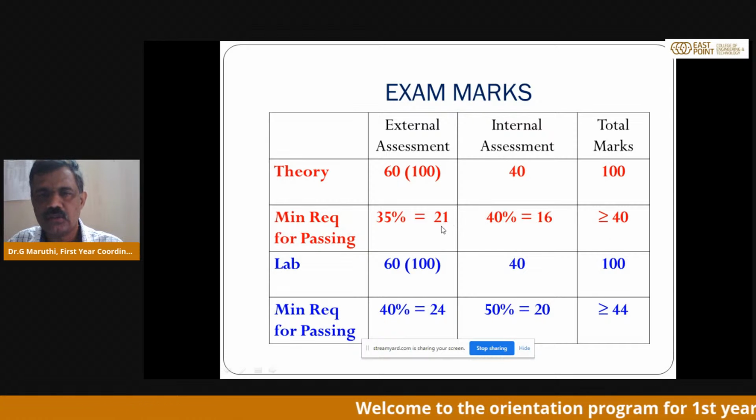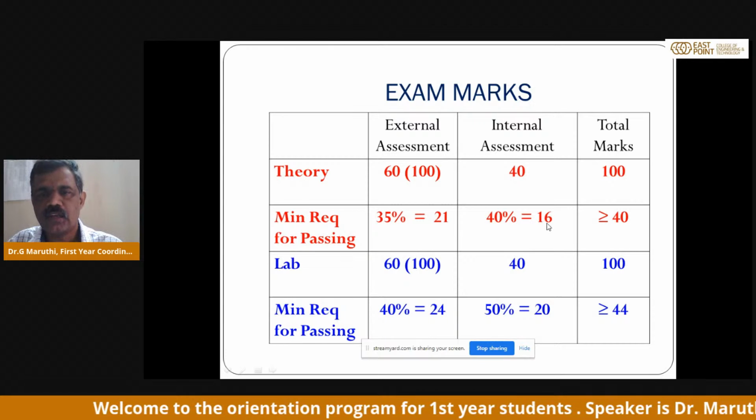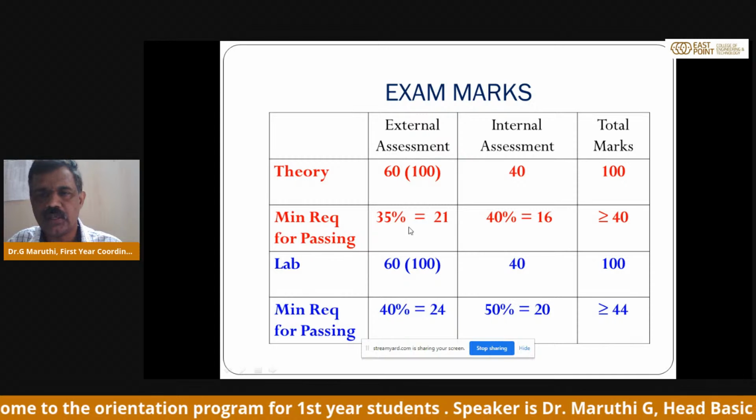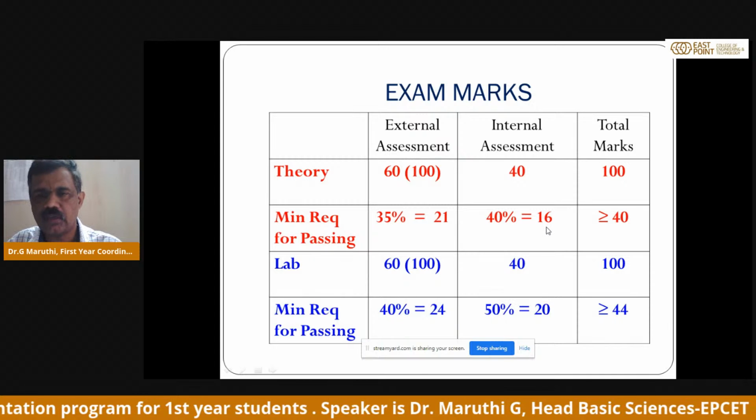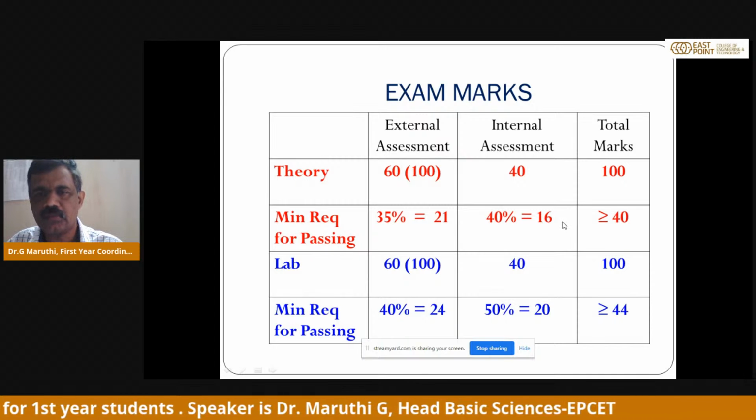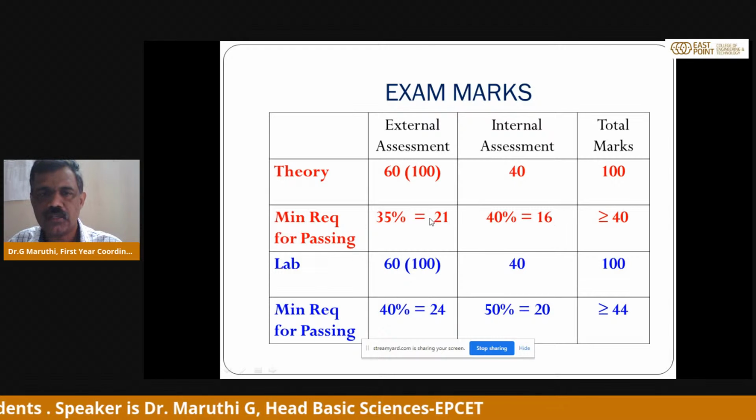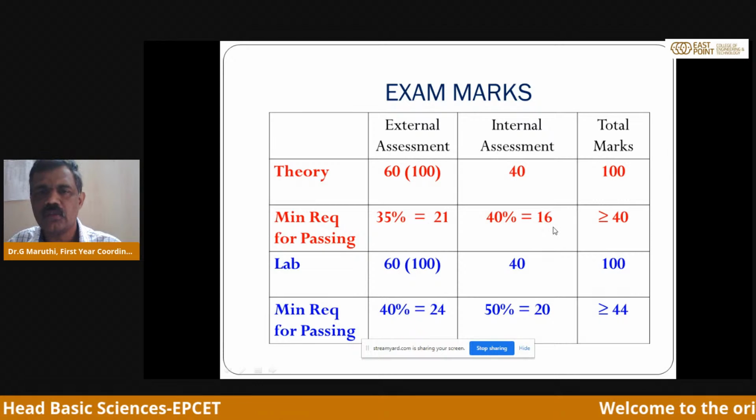So this is only the minimum. 21 and 16 is only the minimum marks. Another 3 marks are needed to make it 40. 21 plus 16 is 37. Where do you get that remaining 3 marks? The remaining 3 marks you have to score additionally either in the external exam or in the internal exam. So that put together should be equal to 40.